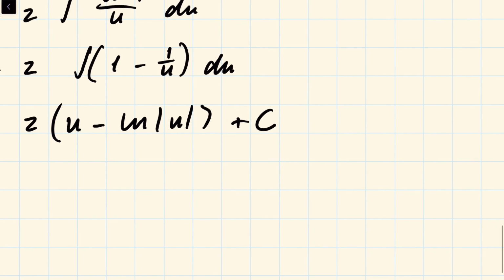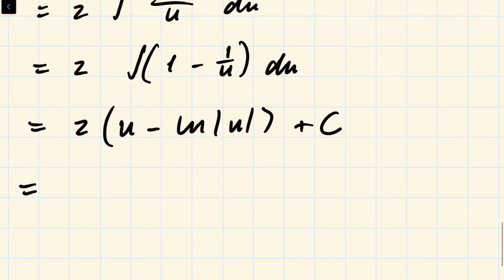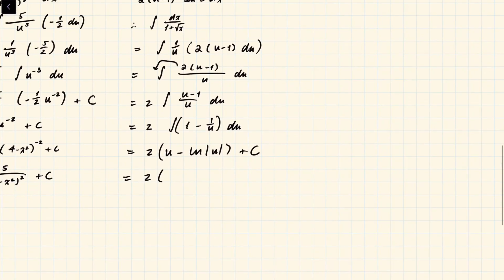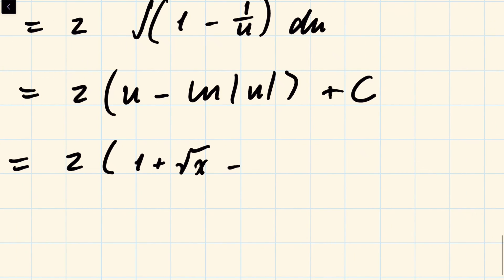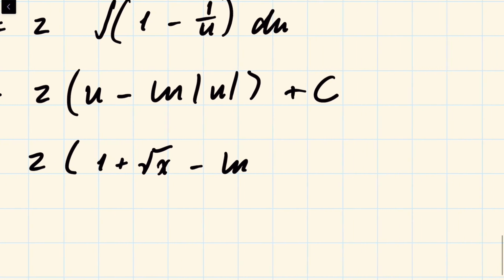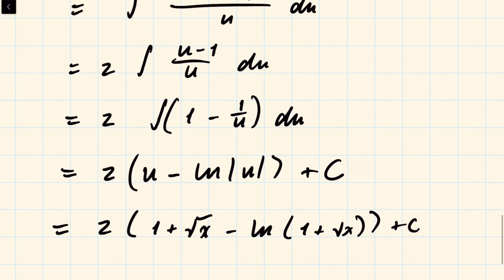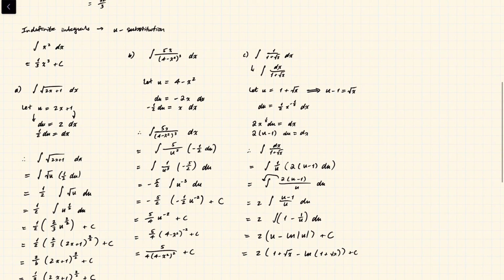Okay, now we just sub x back in, and we're done. So 2, and then I believe I made u 1 plus root x. Yeah, 1 plus root x. So 2 times 1 plus root x minus the natural logarithm, or ln, of 1 plus root x, and that's all plus c. Okay, so that's integrating by u substitution in a nutshell there.